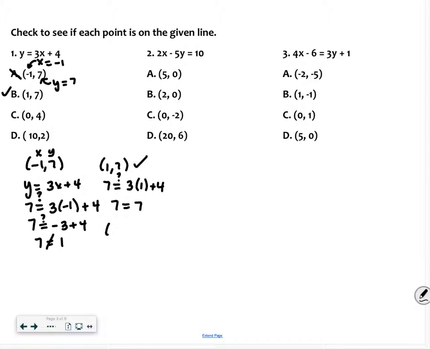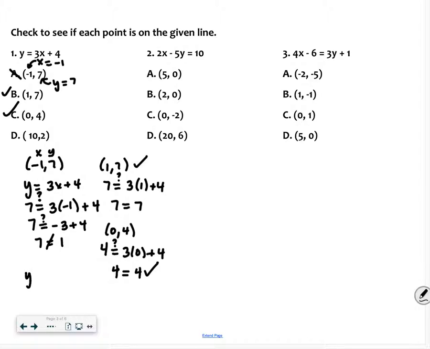0, 4. I think you can start to see some of these as you think about plugging them in. I have 0 for the x, 4 for the y. This one does work because I get 4 equals 4, right? So as I'm checking, I'm going to put in a question mark, and then if I get to the end, I can check it. So unfortunately, you have to do all of these. So make sure you're checking all of them.